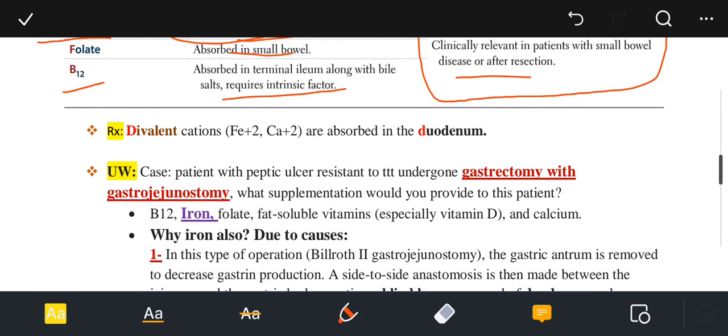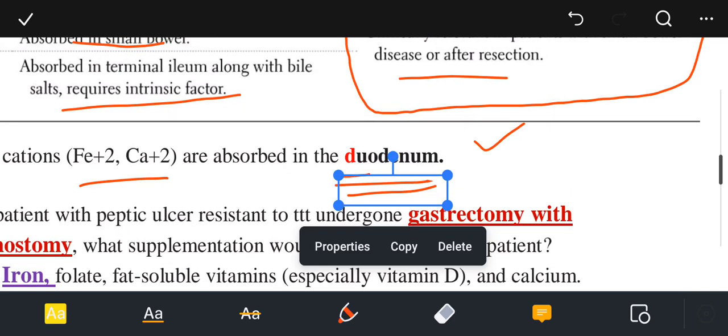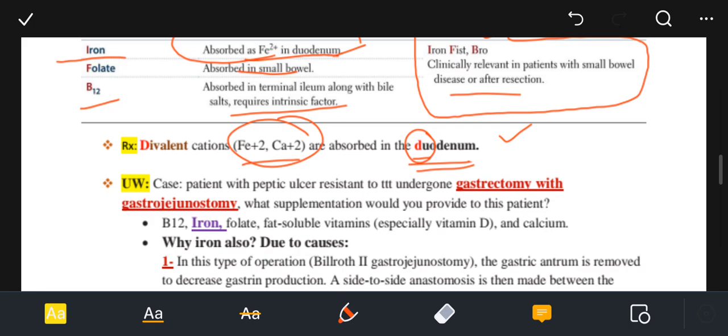Then we have USMLE Rx point about the divalent cations. Fe2+ and Ca2+ are absorbed in the duodenum. So duodenum, if you read this like DUO, it means 2. So duodenum contains two positive ions, like the Fe2+ or the Ca2+. These are the divalent cations and they are absorbed in the duodenum.